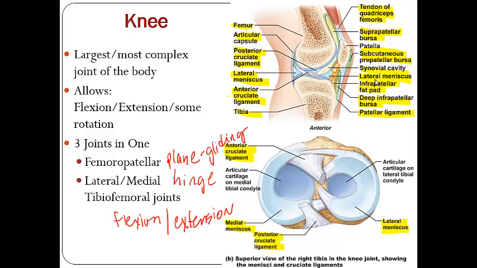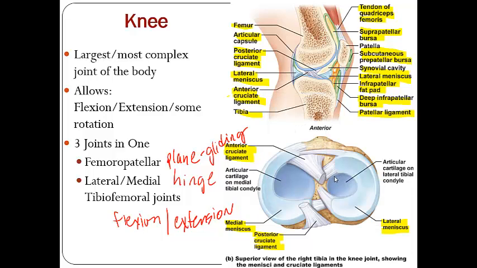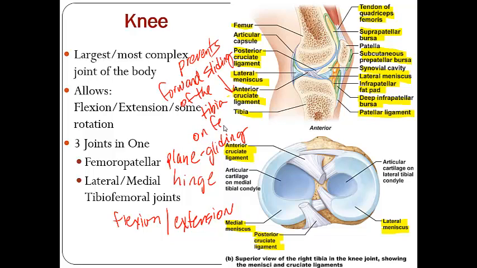Now, the anterior cruciate ligament is very important. In this case, the anterior cruciate ligament is going to prevent forward sliding of the tibia on the femur. So it can prevent things like hyperextension of the knee. And it kind of makes sense as to where it would be attached. It's going to be attached to the anterior side of the tibia.